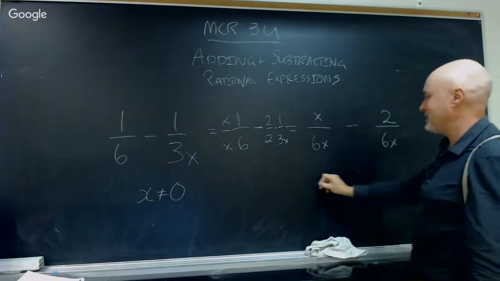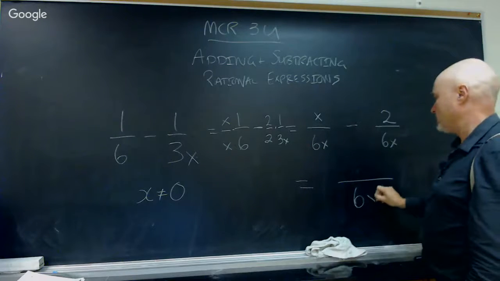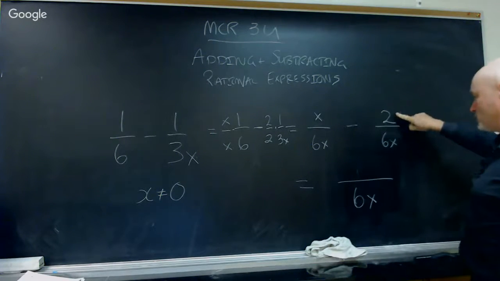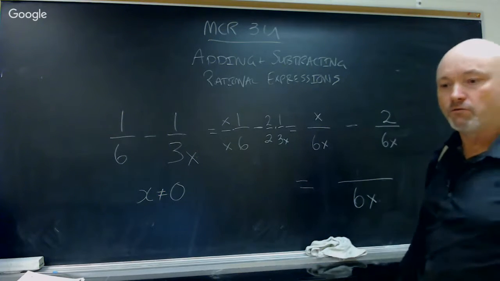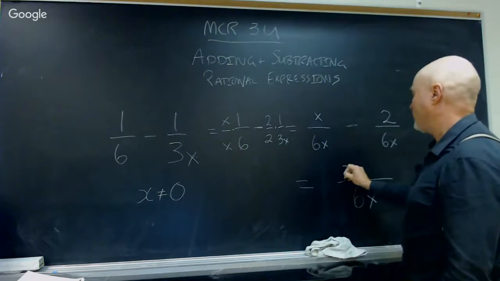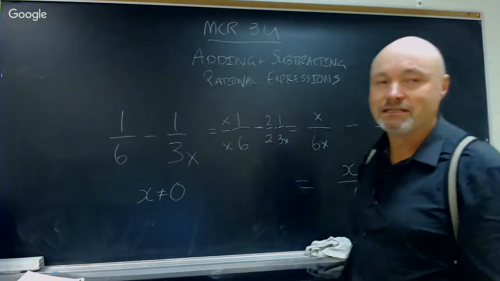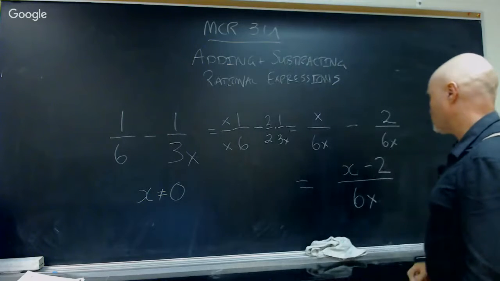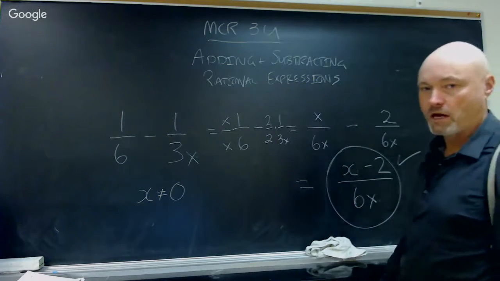Okay, so Justin, good. We have a common denominator. I know that I have x divided by 6x. I'm taking away 2 divided by 6x. I know that it's going to be over 6x at the end. What goes on top? x minus 2 is as simple as I can possibly make it, okay? x minus 2 goes on top. There's my answer, okay?